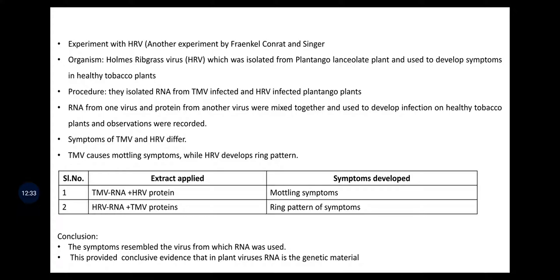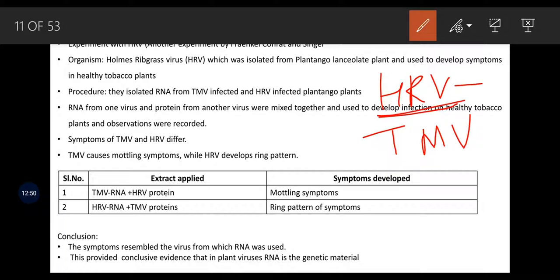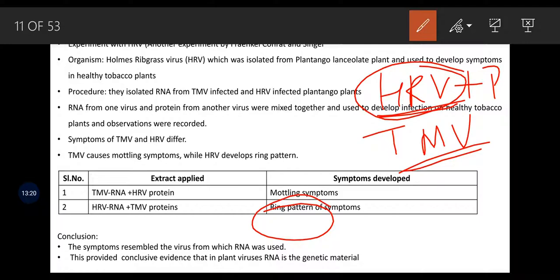What they did is they took two things: HRV, the Holmes ribgrass virus, and TMV. In the first case, they took RNA of HRV plus the protein from TMV. One more thing you should always remember: whenever TMV infects, mosaic symptoms appear, and ribgrass virus gives a ring pattern of symptoms. Based on the symptoms, we can easily identify the phenotypic expression of that particular viral infection. Likewise, here in the first case, HRV's RNA and TMV's protein were taken.